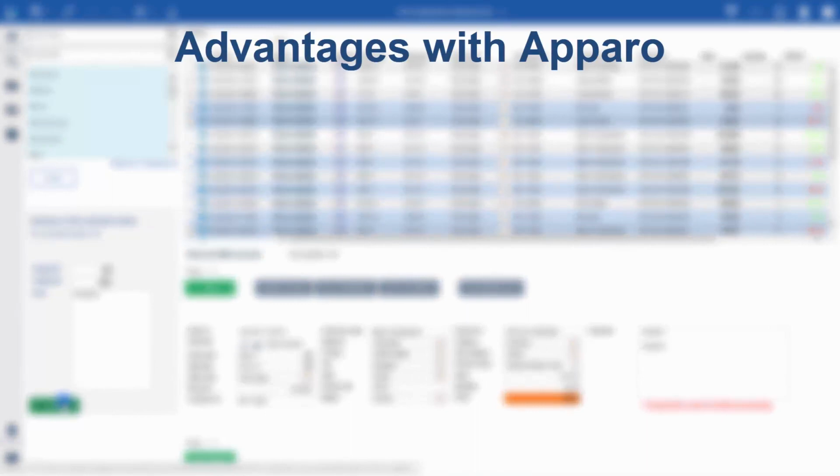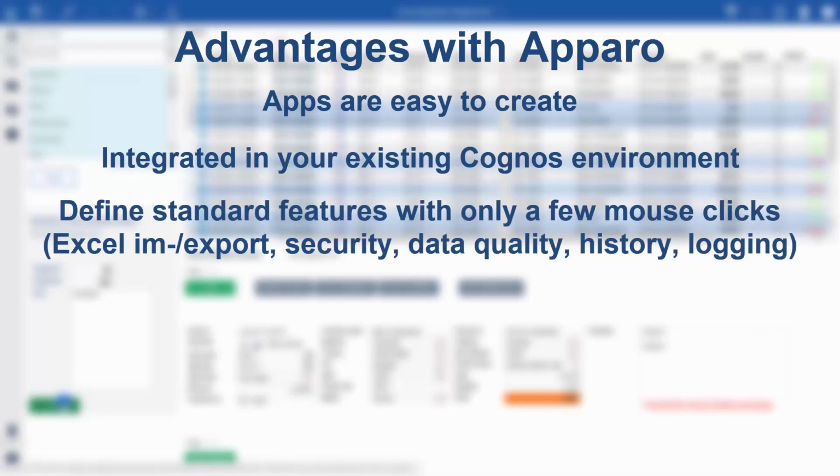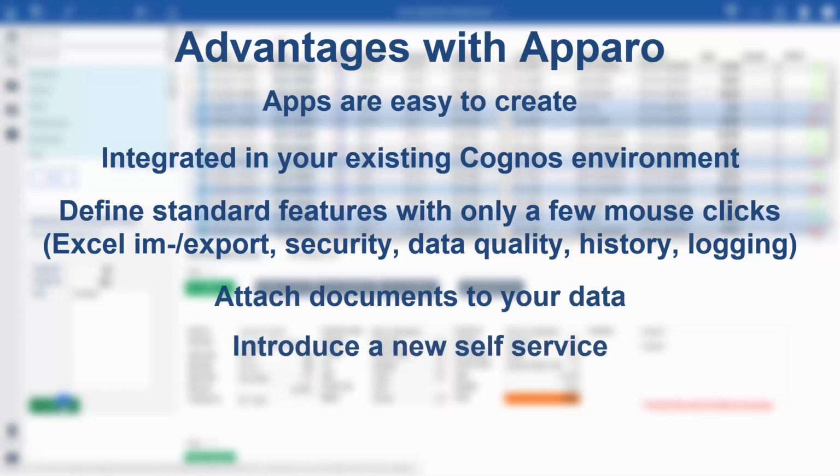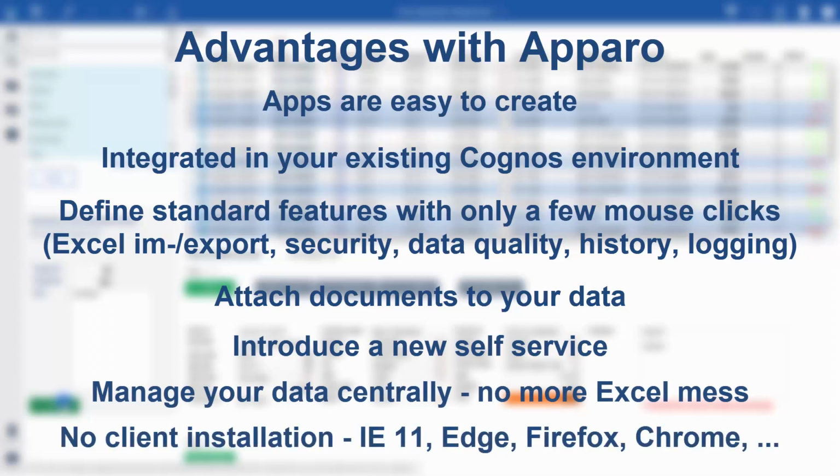Advantages with Apparo: apps are easy to create, integrated in your existing Cognos environment. Define standard features with only a few mouse clicks. Attach documents to your data. Introduce a new self-service. Manage data centrally. Runs in a browser. No client installation required.